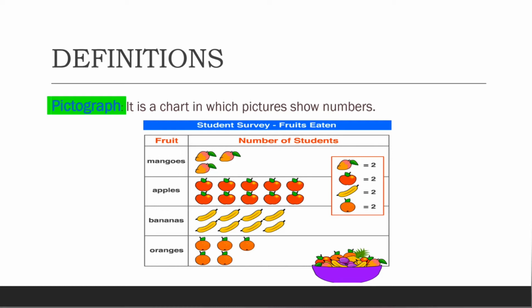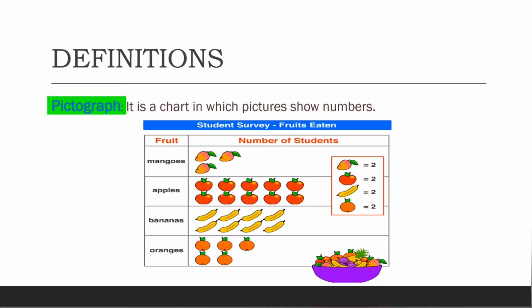Like pictograph. Pictograph is a chart in which pictures show numbers, like this. In this, a survey was done on the number of students who like different fruits. And in this, each fruit represents 2 students. So if we want to understand how many students like mangoes, the answer is 6, because there are 3 mangoes over here and each mango represents 2 students.